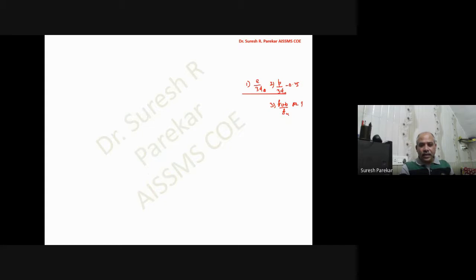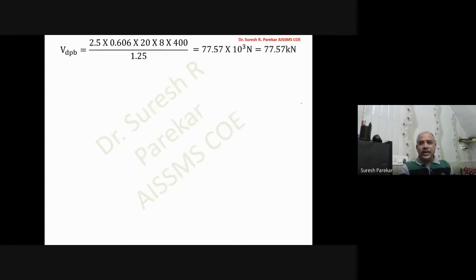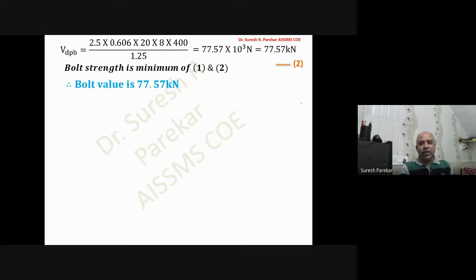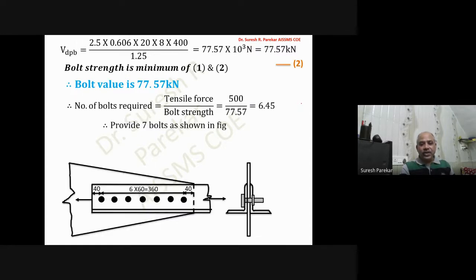value is 103.31, and this value we got, that is 77.51, and bolt strength is the minimum of this, and we have bolt value as 77.57 kilonewton. So the number of bolts we require are 7, as shown in the figure.